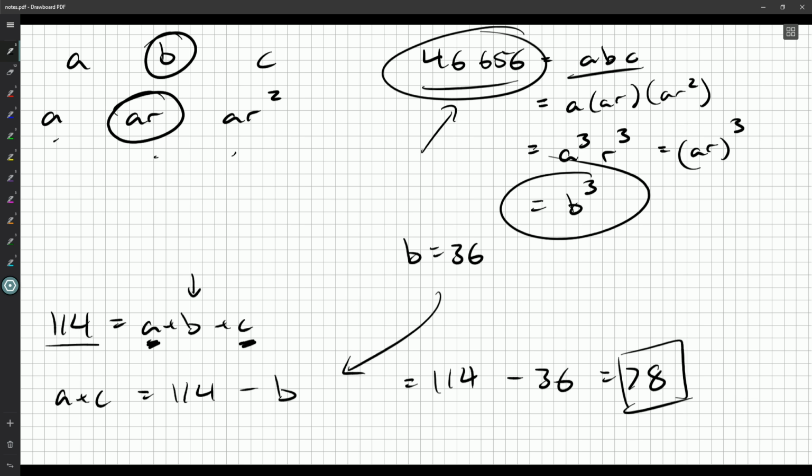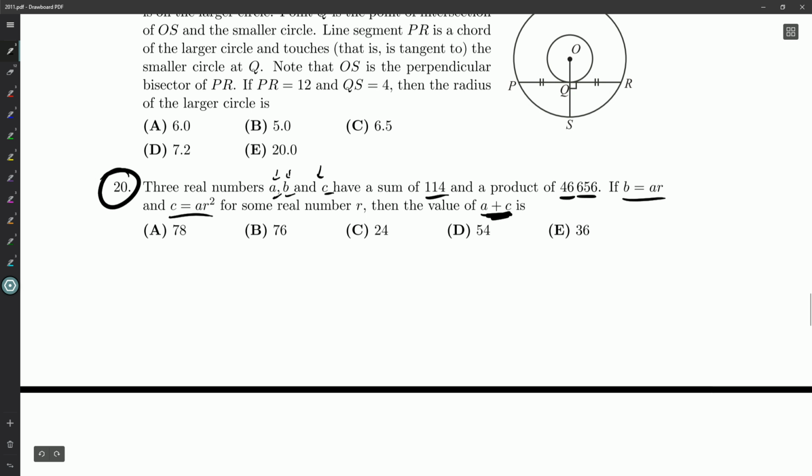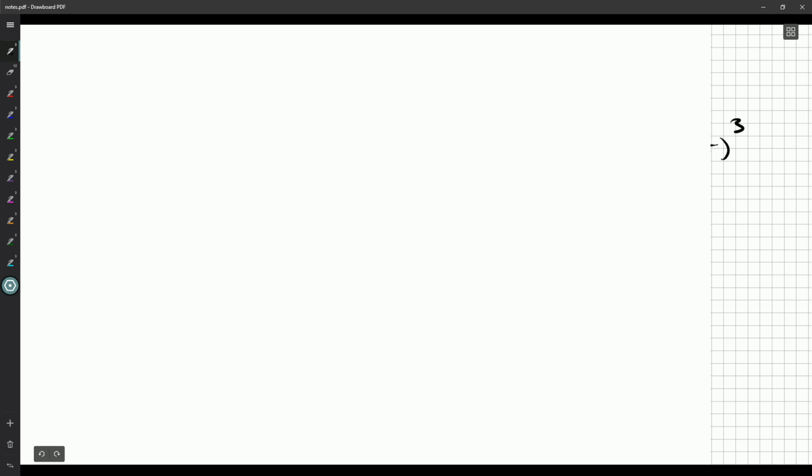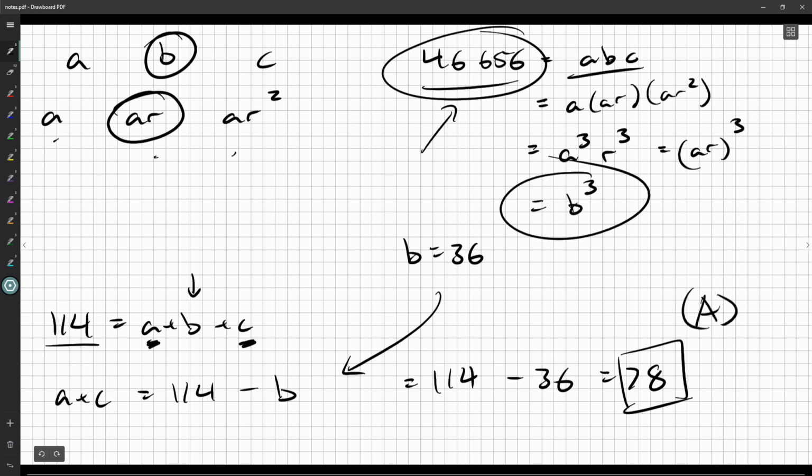I have no idea what A is, nor do I know what C is. In fact, I don't think I have enough information to work them out. Maybe I do, I might be able to come up with some sort of equation here. But off the top of my head, I don't have a way to get A and C, nor do we really need to. They're not asking me for A, they're not asking me for C, they're asking me for A plus C. So I don't have to worry about what A and C are. Just need to look for our answer, and that's going to be 78. So there we go. Our answer to question number 20 is going to be 78.